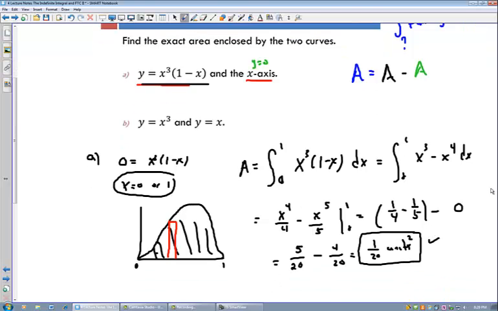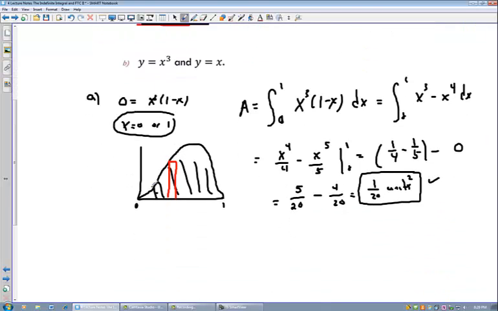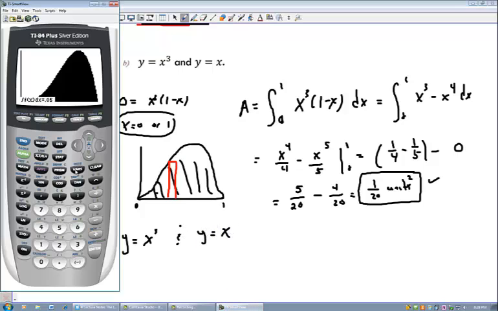Now part B is a little bit more complicated. Right, so part B, what I have is y equals x cubed and y equals x. Again, I can try to graph this. So y equals, I have x raised to the 3. I have an x. I don't know what to make the window because I haven't done anything, so I'll just do a standard window.